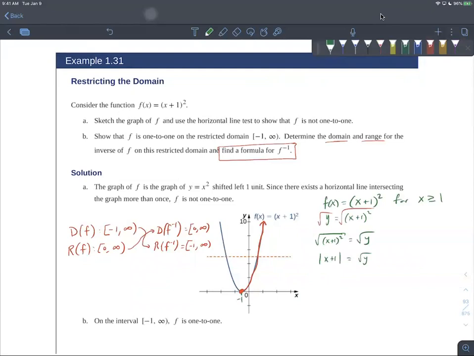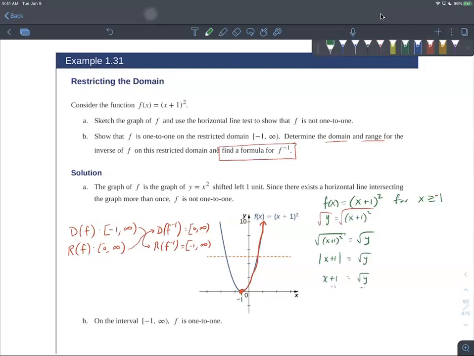Since x is greater than or equal to -1, and I should have put a -1 here, the absolute value of x+1 is always going to be equal to just x+1. And this is equal to the square root of y.